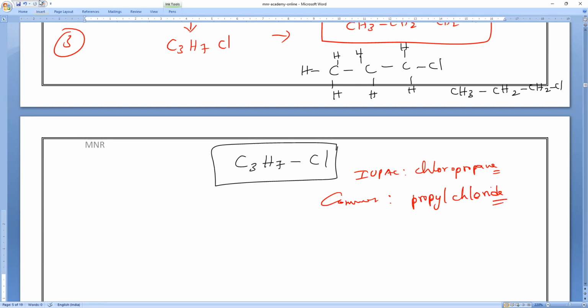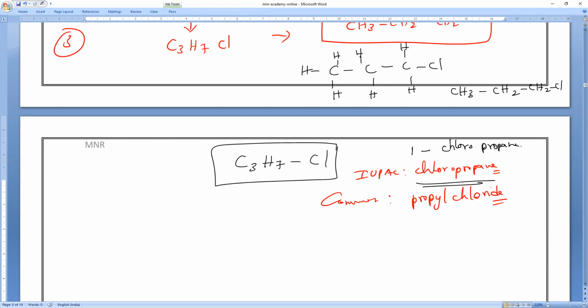Always remember, in the exam they will give you the common name only. A thousand times I am telling you again. If you are not doing it, none can do anything. And also, one more thing I forgot. Chloropropane they can also call as 1-chloropropane. Don't get confused.